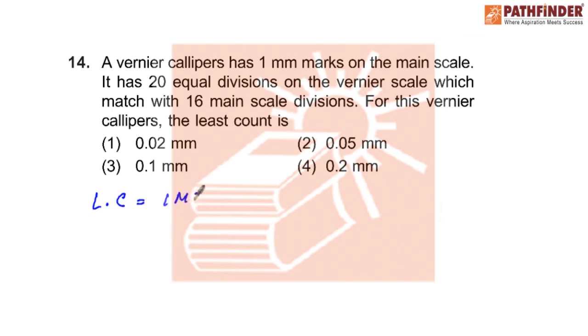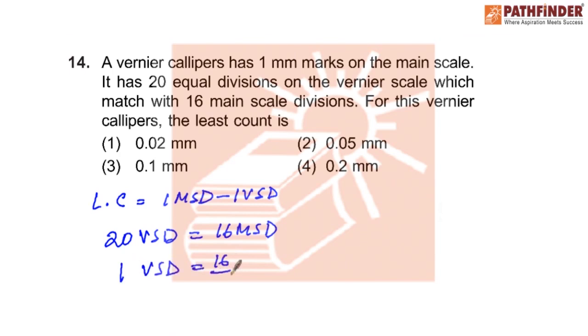It is 1 MSD minus 1 VSD. So that is the main scale division and the vernier scale division. So here it is given that 20 divisions of vernier scale, so 20 VSD, is equal to 16 MSD. So we have 1 VSD is equal to 16 by 20 MSD, and that calculation gives 0.8 millimeter.